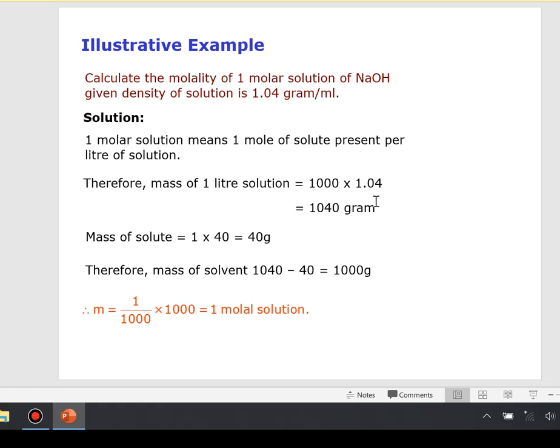So you calculate the mass of the solvent, 1040 minus 40, that is the mass of the solvent. And molality is the number of gram moles of the solute dissolved per kg of the solvent. So you can calculate, that is a 1 molal solution. Is it clear?